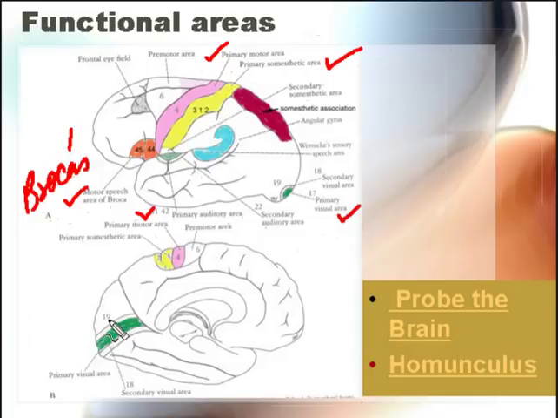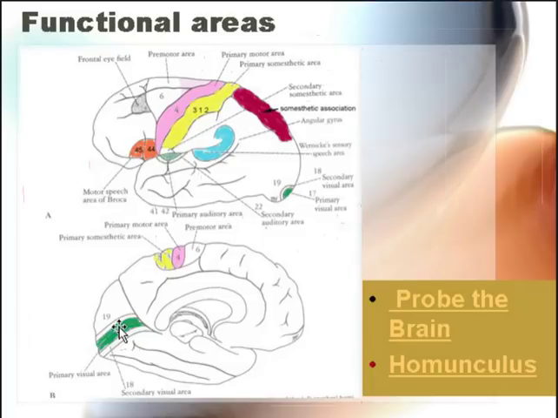Now I also want you to look at the brain, and just to show you this and how the homunculus is, I'm going to go to a slideshow view, and here we are going to probe the brain.